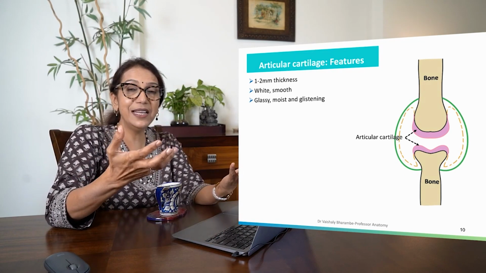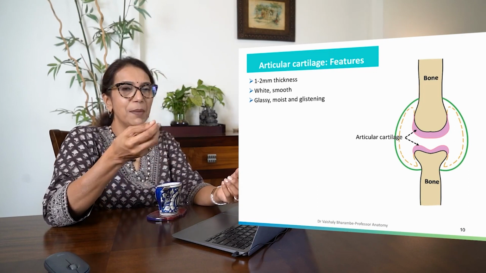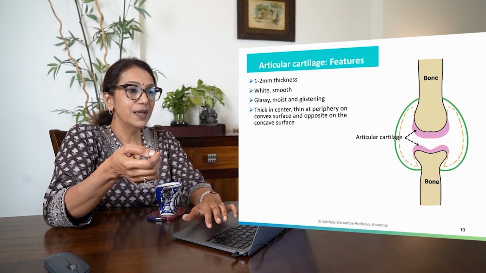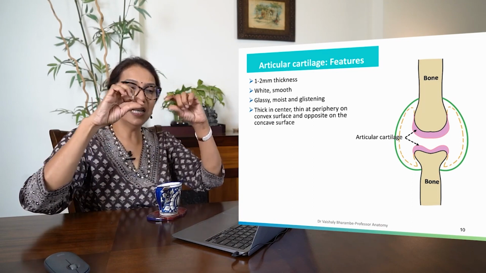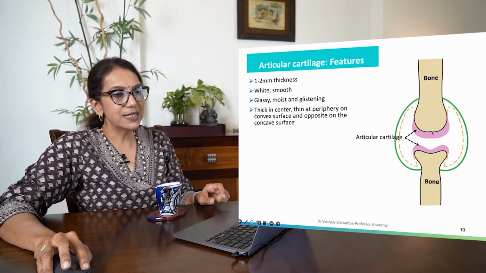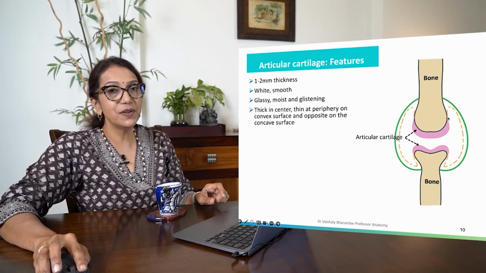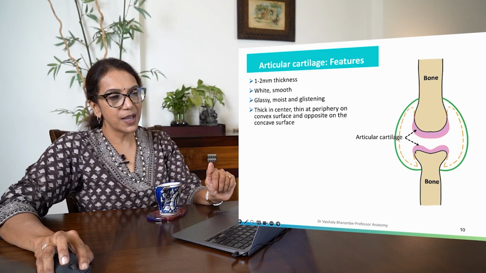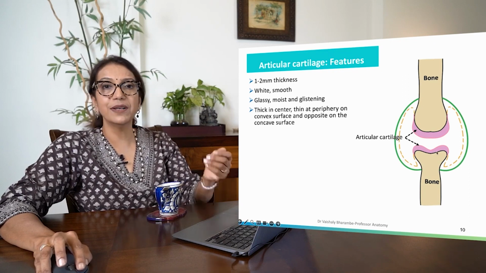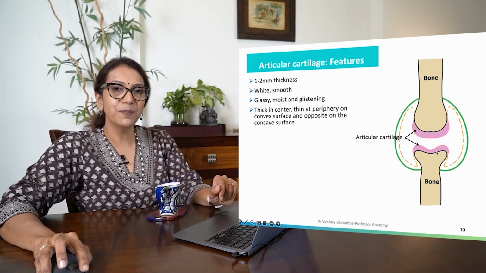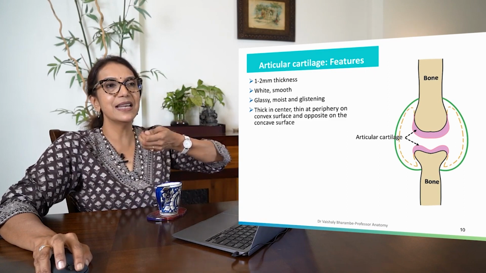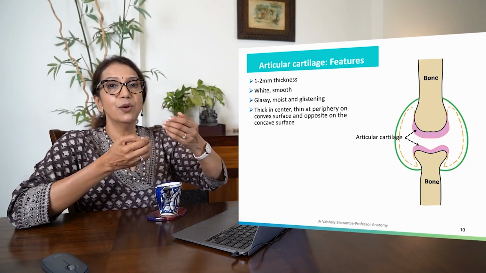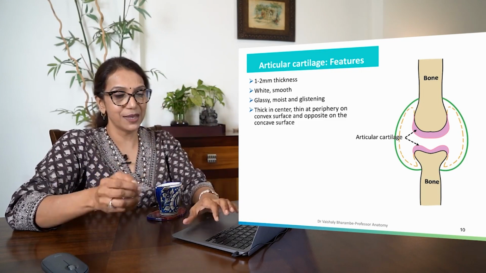A healthy articular cartilage looks semi-transparent, moist and glistening. It's thick in the center and thin at the periphery. Observe it here. It's thick in the center, thin at the periphery over the convex bone. It's thick at the edges and thin in the center over the concave bone. Just understand that it is enhancing the curvature. What is convex is made more convex. What is concave is made more concave.